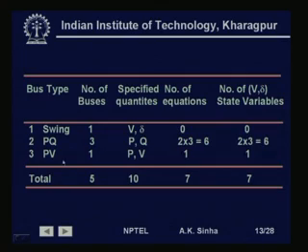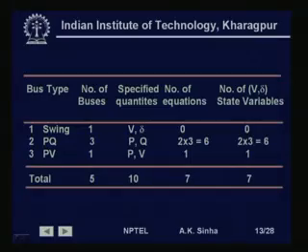So, in total, we have 5 buses, out of which there are 10 quantities which are specified, and the total number of equations that we can write for the system is 7, and the total number of state variables that we need to find is 7. So, we have 7 equations and 7 unknowns which we need to find out. This is very easy to do, except that the equations that we have are nonlinear algebraic equations which require an iterative solution.